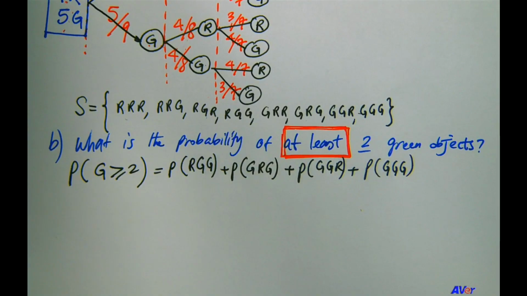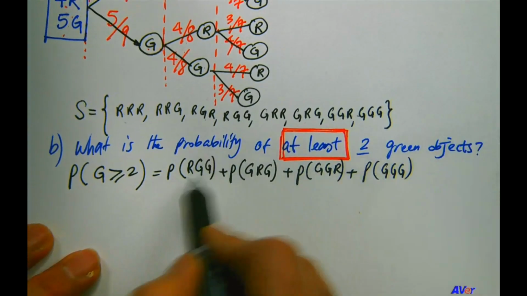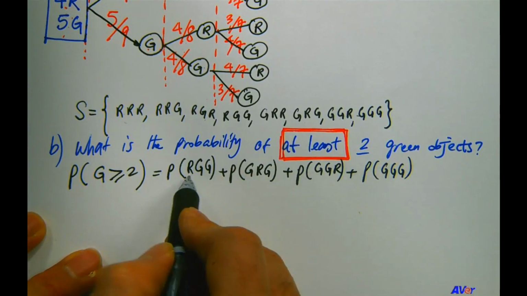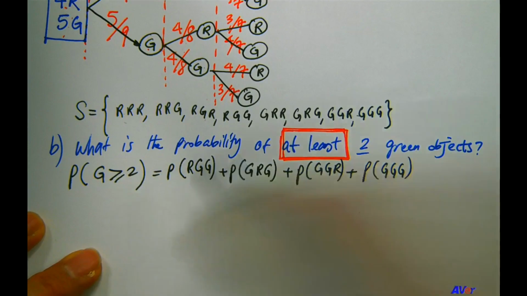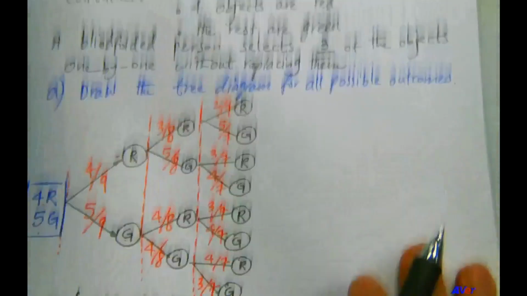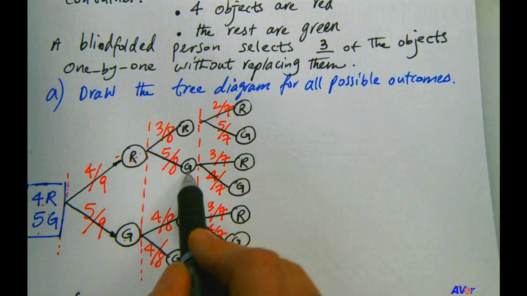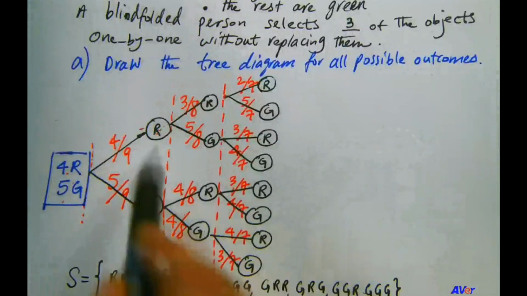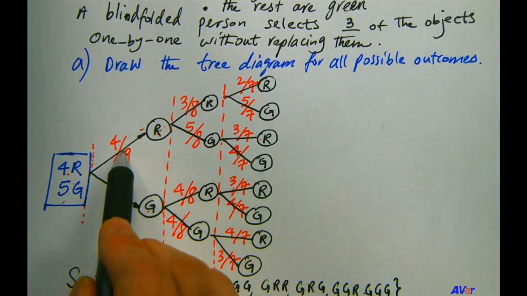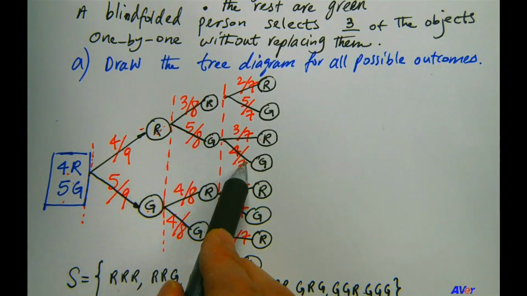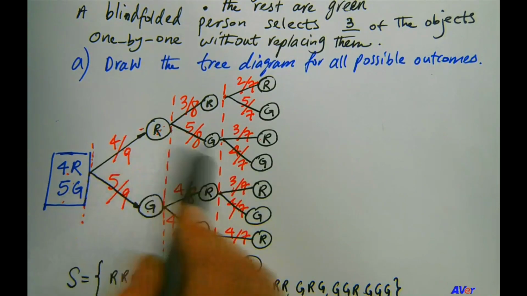Okay, so now how do we calculate the probabilities? Well, for each of these, simply multiply the branch probabilities. So for red, green, green, multiply 4/9 by 5/8 by 4/7. That's the probability of red, green, green.